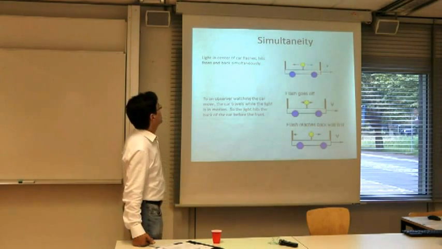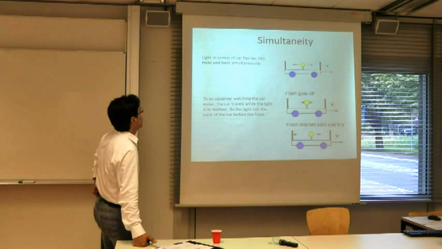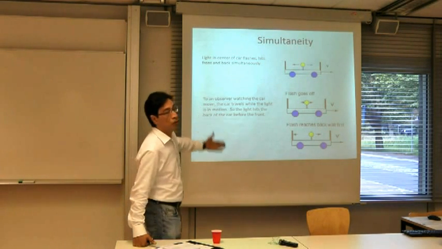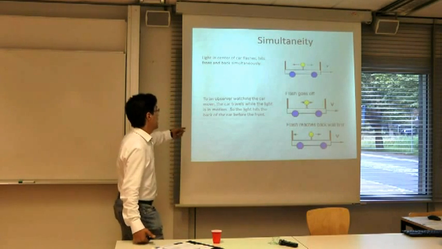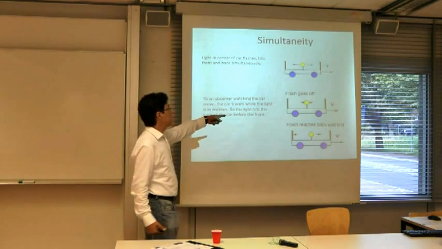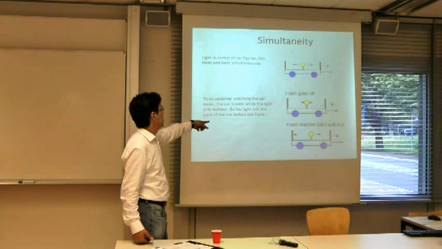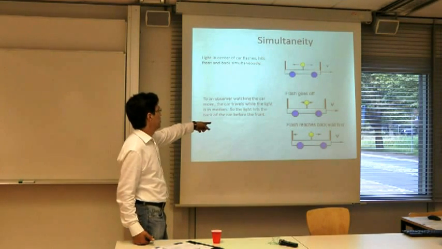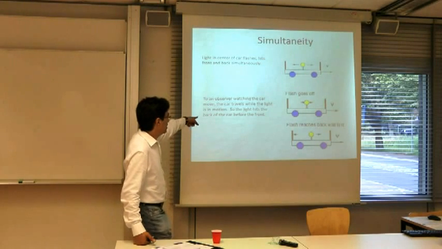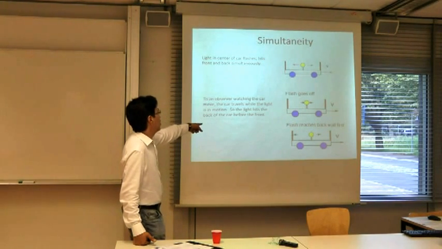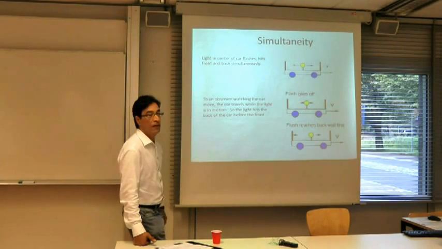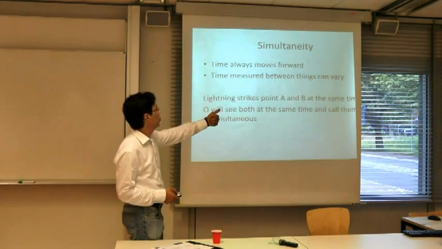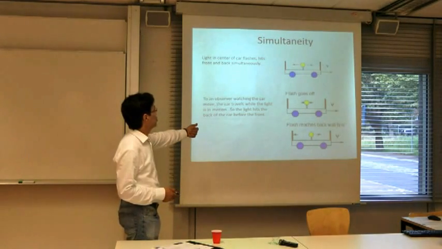Above. Light in center of car flashes hits front and back simultaneously. Yeah, this is true. Most of the time we see that. But if the observer is watching the car move, the car travels while the light is in motion. When the car is in motion, so the light hits the back of the car before the front. Vice versa to this. Time always moves forward, but it's not true here.